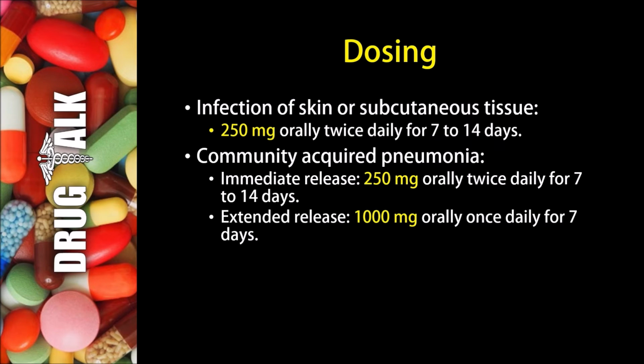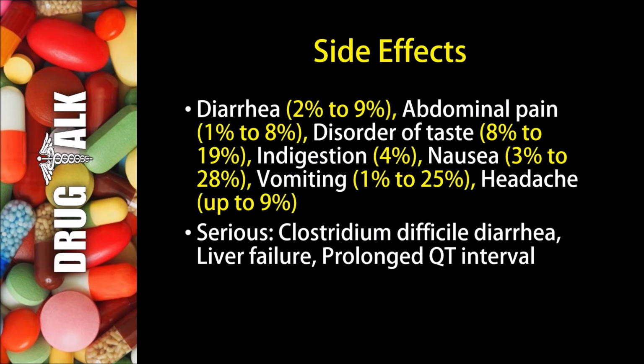Now, what about dosing with clarithromycin? So, if it's used to treat an infection of the skin or subcutaneous tissue, and it's the immediate release formulation, we may see 250 milligrams orally twice daily for 7 to 14 days. In the treatment of community-acquired pneumonia for the immediate release formulation, it would again be 250 milligrams orally twice daily for 7 to 14 days. And if a patient was using the extended release formulation, they may use 1,000 milligrams orally once daily for 7 days.